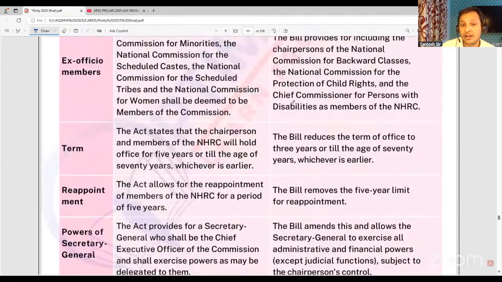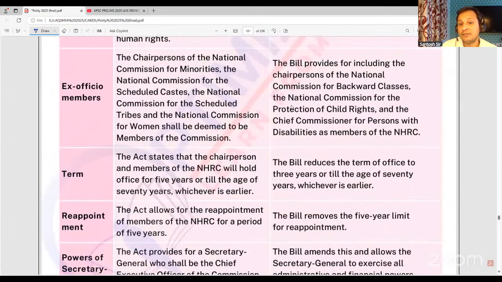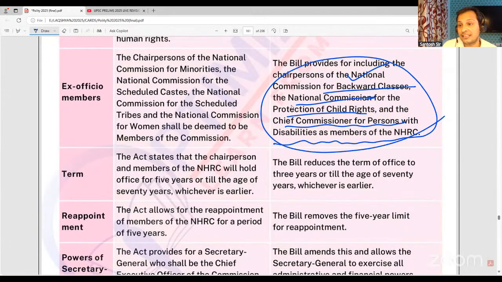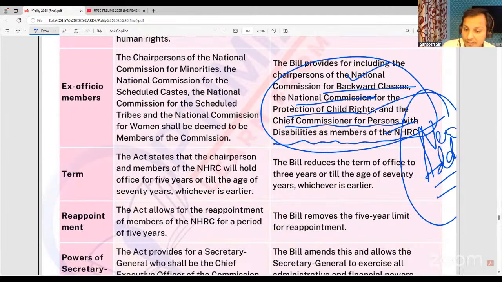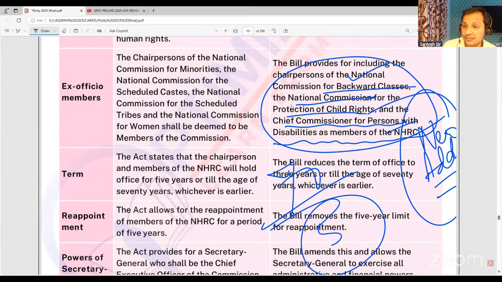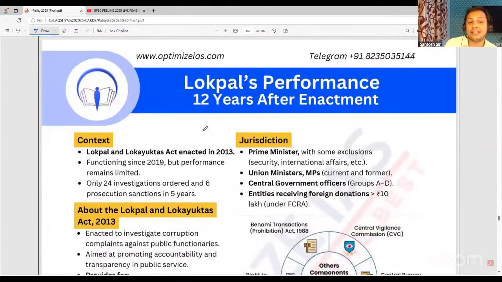Also, guys, if you see the members, they include what? National ex officio members: National Commission for Backward Classes, National Commission for Child Rights, and Chief Commissioner of Persons with Disability as members of NHRC. These are the new additions. Very important, till the age of 70 or 5 years. So you should have a look at it. This is very, very important.